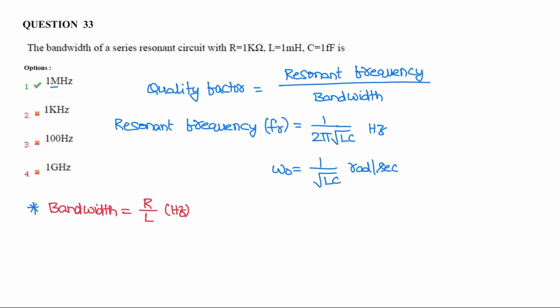To calculate the bandwidth directly, the formula is bandwidth is equal to resistance by inductance. Given resistance is 1 kilo ohm, 1 into 10 power 3, and 1 millihenry, 1 into 10 power minus 3. So that is 10 power 6 hertz. So the bandwidth of given series RLC circuit is 1 megahertz. So correct option is 1. So this is the direct formula, that is bandwidth is equal to R by L hertz.